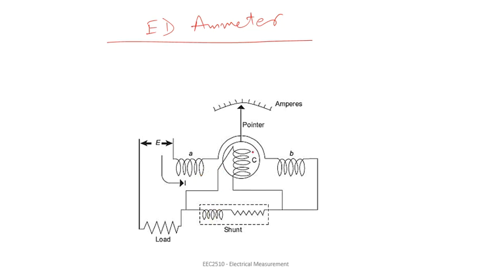This is the moving coil, which is being shown in the middle region. This shunt is connected in parallel. The two field coils should be connected in series with the parallel arrangement of this shunt and moving coil, as we are seeing in this figure.